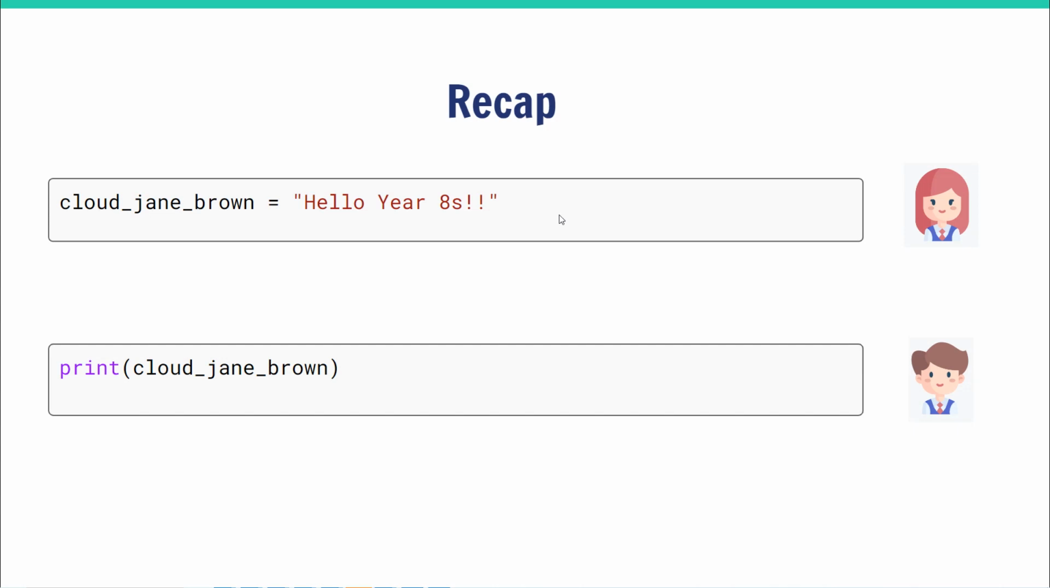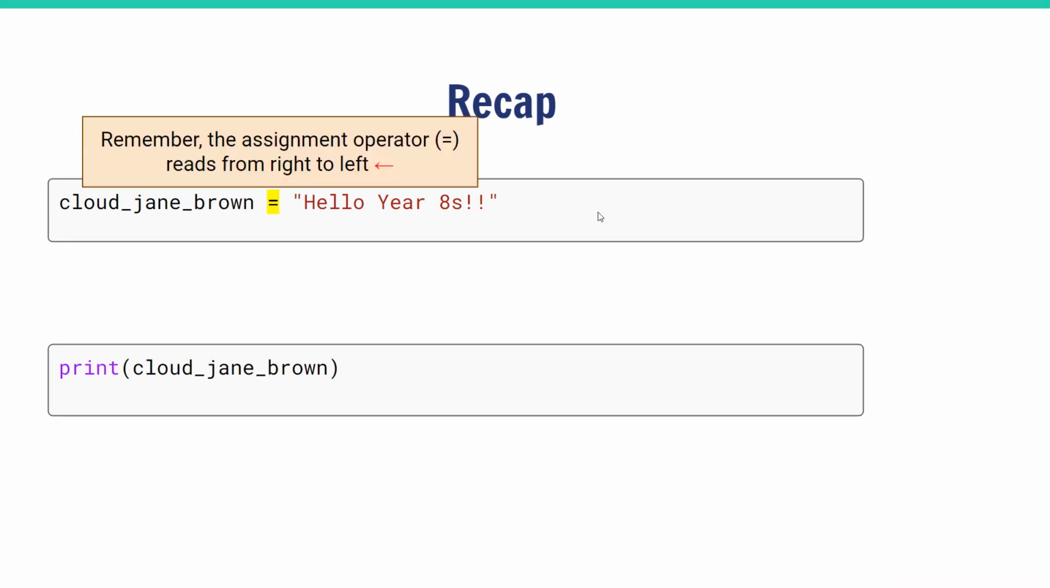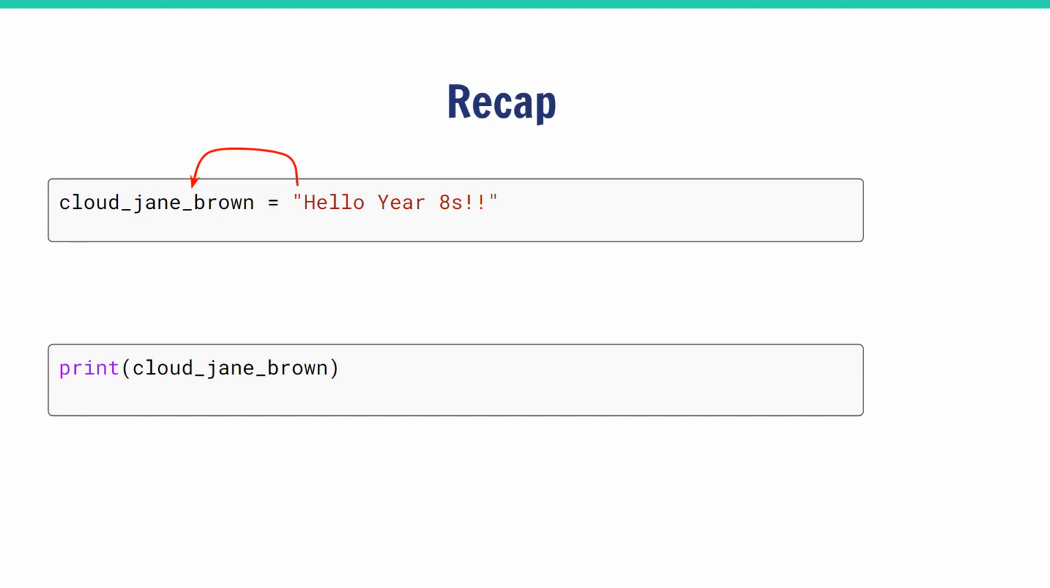So in the first program, which is running on Jane Brown's computer, what we're doing is we see the assignment operator. So we're going to read the code from right to left. We're going to take the right-hand side, which is the string hello year 8, and we're going to assign that into a cloud variable called cloud_Jane Brown. That goes up to the cloud.